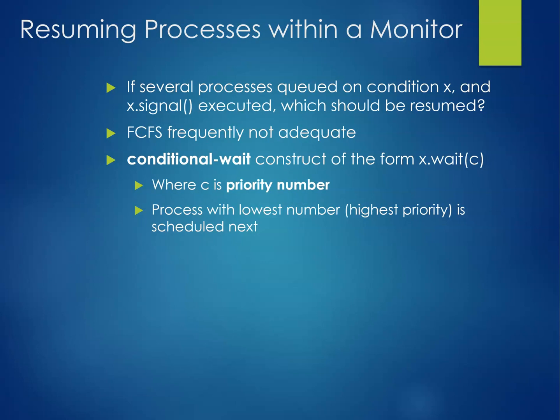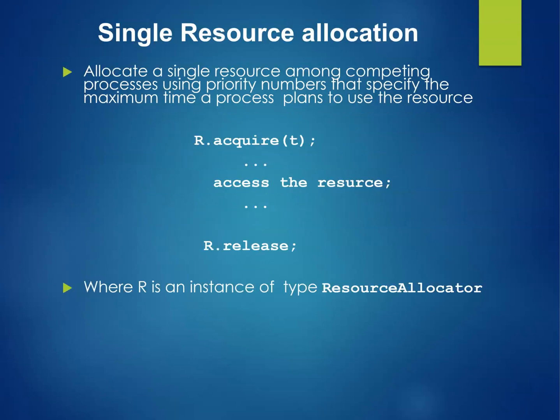So if several processes are queued on a condition and x.signal is executed, what should be resumed? First come, first served often fails. So we usually have a conditional wait construct of the form x.wait(c), where c is a priority. Processes with the lowest priority number are scheduled next because they're the highest priority. We can allocate a single resource among competing processes using priority numbers that specify the maximum time a process plans to use the resource. And R would be an instance of a resource allocator.